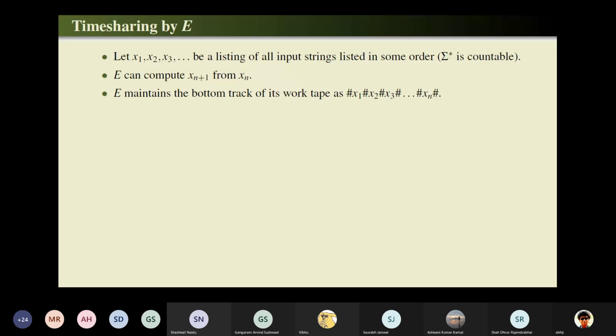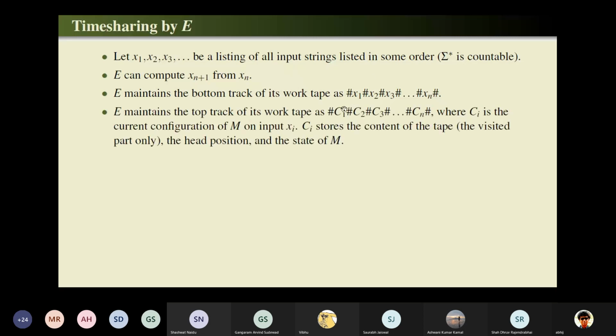not just one, but multiple inputs on the bottom track. And on the top track, it will store the configurations: C1, the current configuration of the simulation of M on X1, the current configuration of the simulation of M on X2, and so on. So what is the configuration? It consists of 3 things: content of the tape, the current state, and the position of the head.